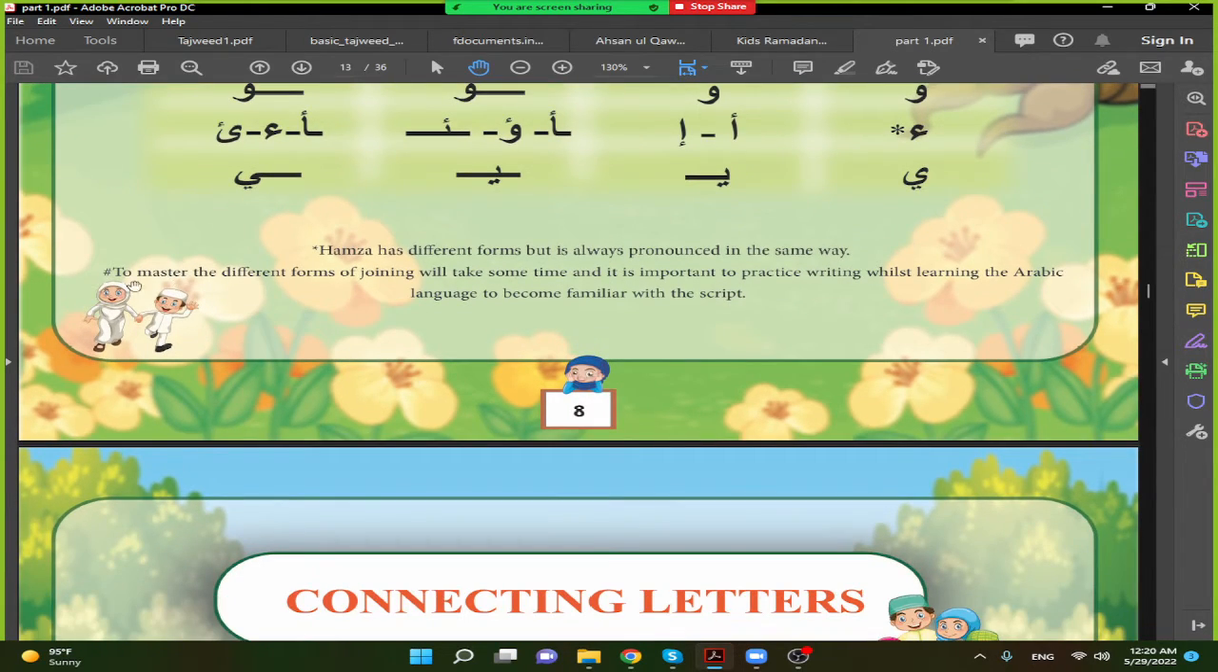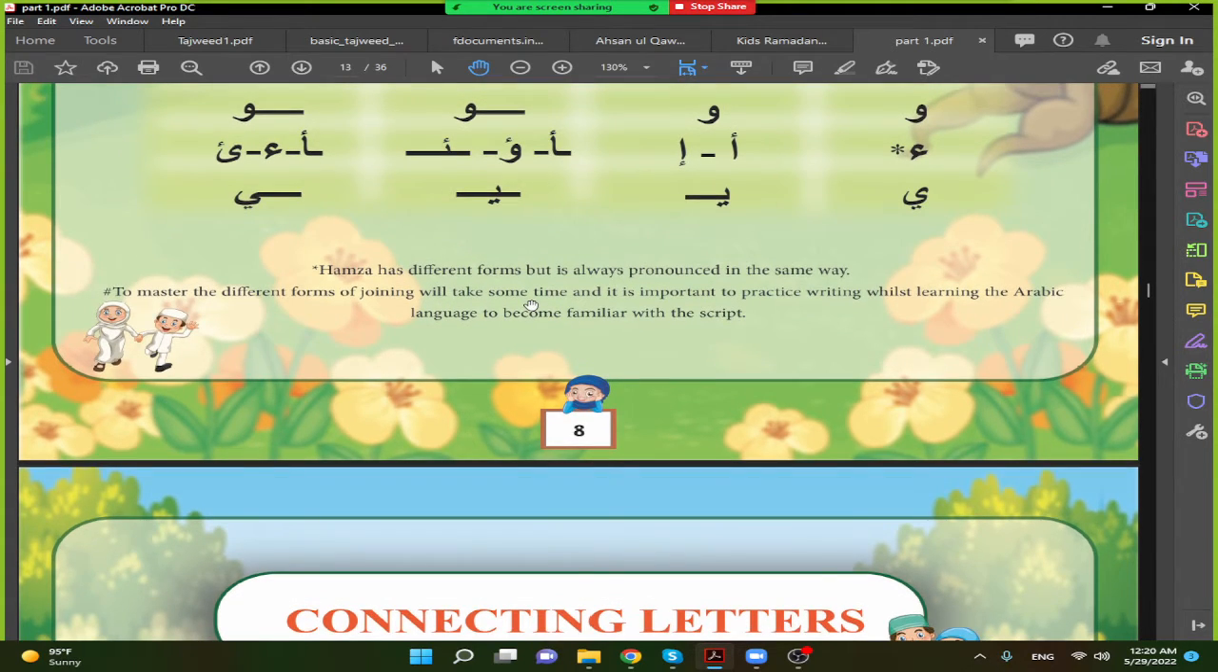Second thing, to master the different forms of joining will take some time. This is what I was telling you, okay? Don't get confused if you're not understanding something 100%. Don't think, oh, it is very hard. No, it's not like that. To master the different forms of joining will take some time, so you have to be patient there. And it is important to practice writing whilst learning the Arabic language to become familiar with the script. Okay, if you want to understand the writing of the Quran, you have to try to write.